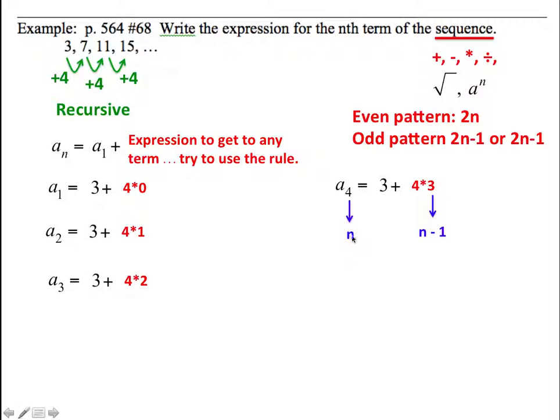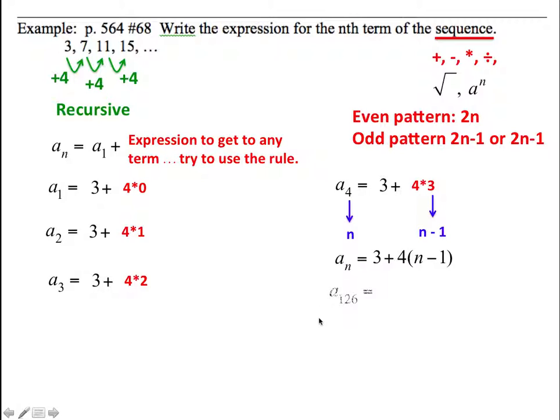So if you notice, this n value is 4, and this multiplier is 3, which is 1 less. So that generalization allows us to see that pattern then to come up with the nth term. A sub n is our nth term, and it's 3 plus 4 times n minus 1. And so that general expression, using that, we can get any term in the sequence.